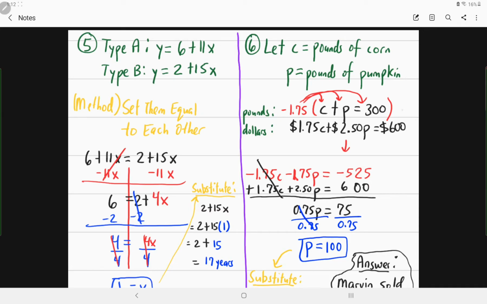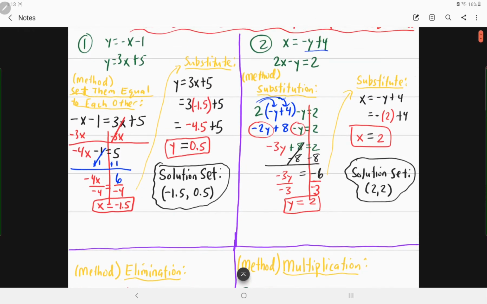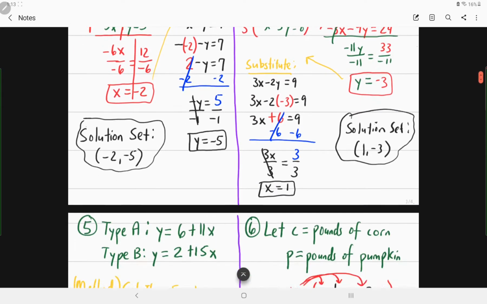Number 5, the method I chose was setting equal to each other, since again, you see it says y equals for the first equation and y equals for the second. That means that you can make them equal to each other, kind of like number 1. Let me just scroll back up so you see how number 1 both had y equals and y equals. So again, same idea here.